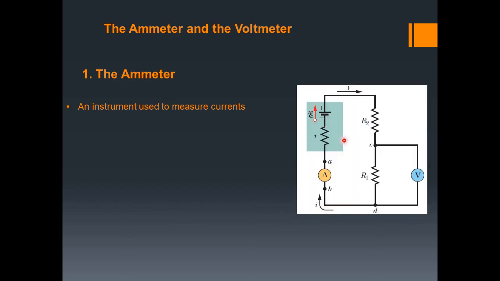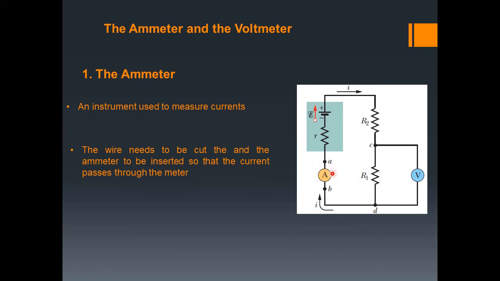For example, you see this is a circuit: a source of EMF, two resistors R2 and R1, and here an ammeter is connected. So what does this ammeter do? It measures the current flowing in this circuit.